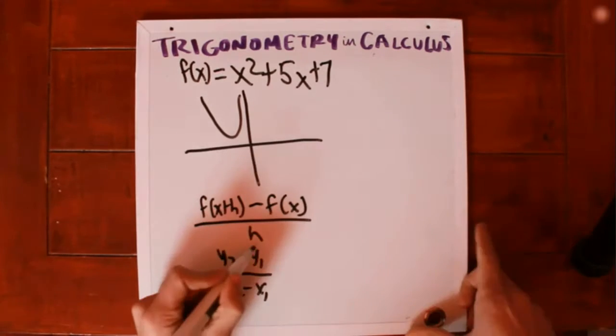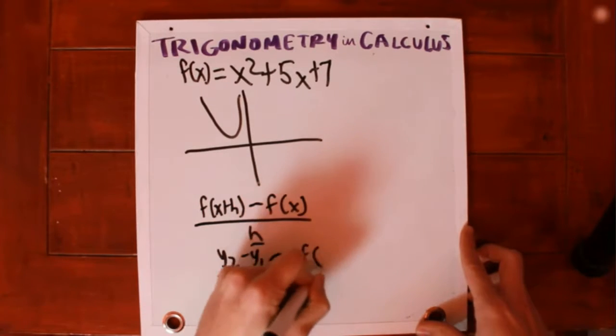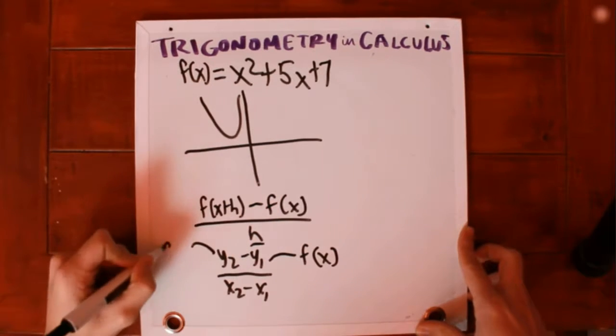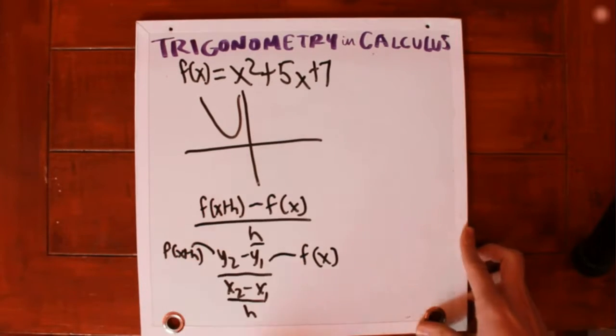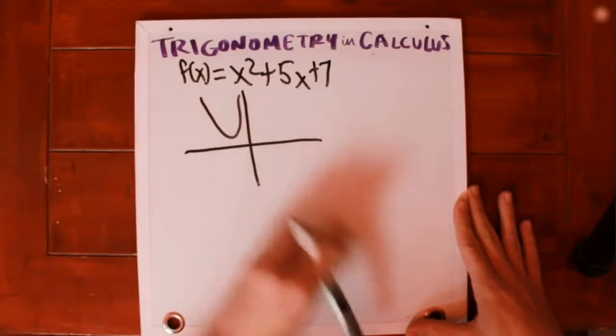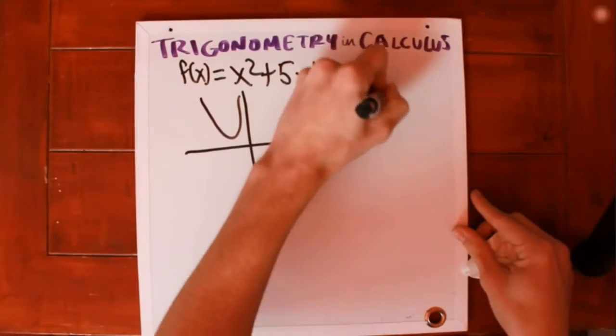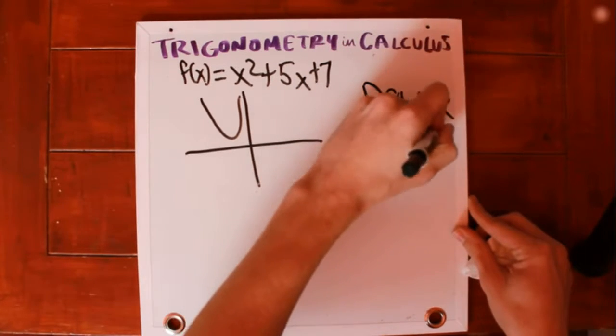y1 is f of x. y2, h points away, is f of x plus h. The difference in x values between the points is just h. So this way gets us the derivative of the function at a certain point, but it's through a pretty rigorous process I don't want to spend too much time on. What your calc teacher won't tell you until you're a little ways into the class is that you can find the derivative of this function really easily with something called the power rule.